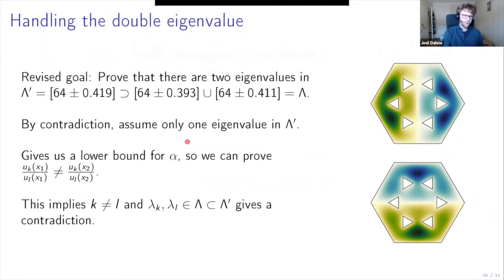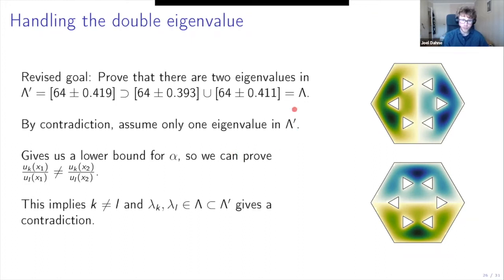So we will revise the goal slightly. We will prove a slightly weaker statement. We will prove that there are two eigenvalues in an interval given by this, which is slightly larger than the union of the enclosures of the two eigenvalues. So it's slightly larger, but not a lot larger. And the way we prove this is by contradiction. We assume that there's only one eigenvalue in lambda prime, and we will prove a contradiction from this.